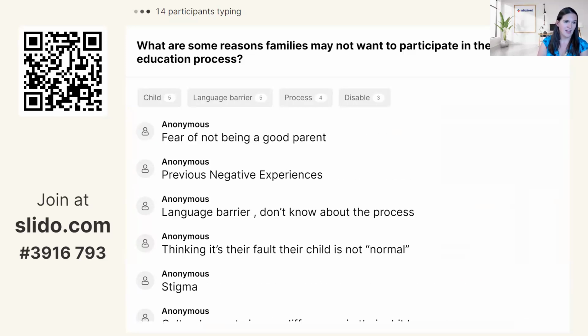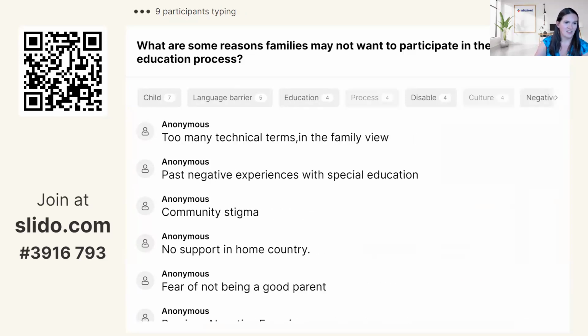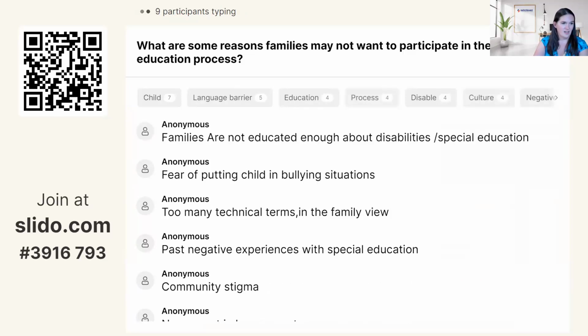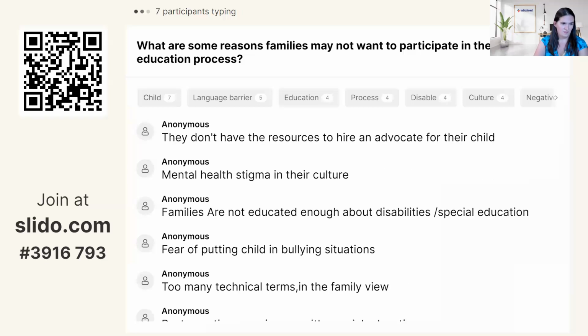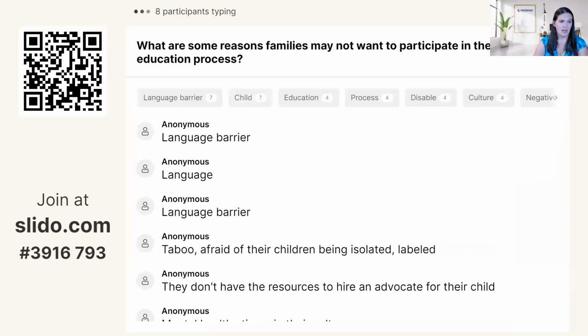Oh, that's lovely. I love that it's categorizing the responses with the word cloud. Yep, stigma around mental health issues, language.